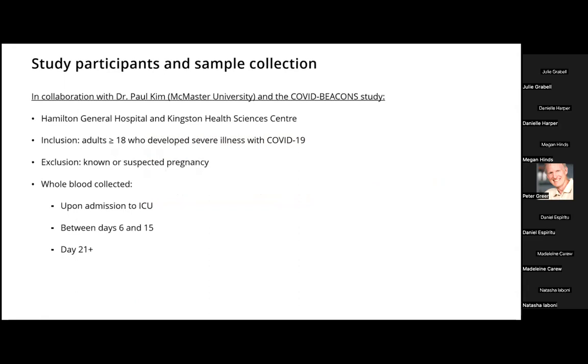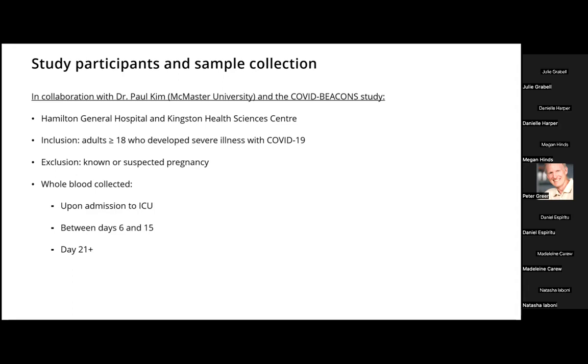So this study was done in collaboration with Dr. Paul Kim at McMaster University and the COVID Beacon study. Patients were enrolled from the Hamilton General Hospital and Kingston Health Sciences Center, and the inclusion criteria were any adults over the age of 18 with severe illness with COVID-19, and exclusion was any known or suspected pregnancy.